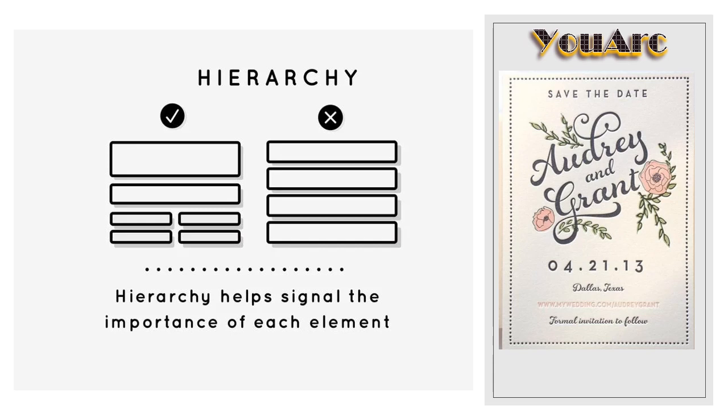Hierarchy helps signal the importance of each element in the whole composition. So here let's talk about this example, say the date card. Here the date is made larger, bolder, more noticeable than other fonts out here, and also it doesn't outshine the title of the card. The title of the card is also emphasized, whereas the date is also made in a hierarchical way. So this is first order and then comes the second order, like that.